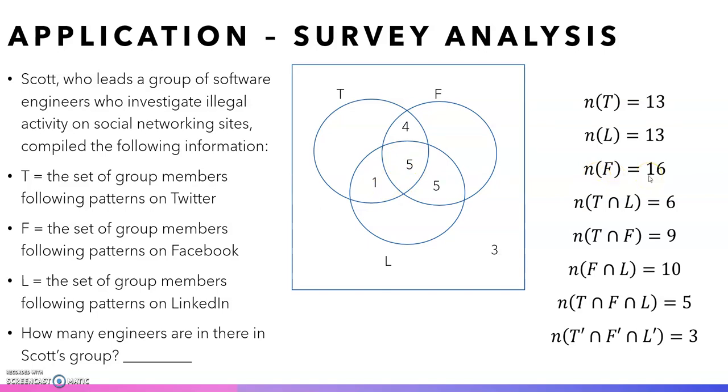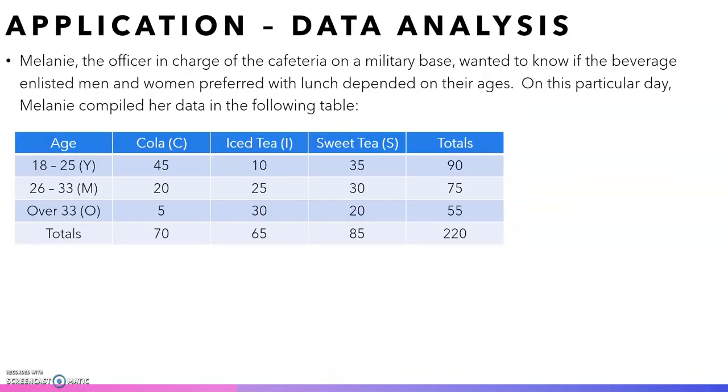Facebook only, 16. We already have 5, 5, and 4, so there should be 2. LinkedIn is 13. We already have 5, 5, and 1. There are 2. And Twitter, we already have 4, 5, and 1. We need to add up to 13. There are 3. If we add up the numbers in our Venn diagram, it will tell us how many engineers there are in Scott's group. And there are 25.